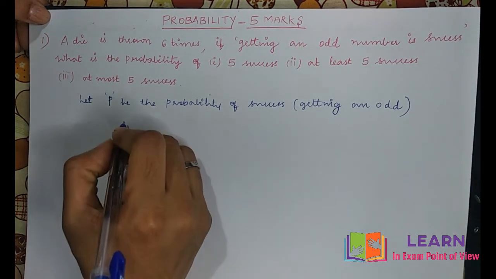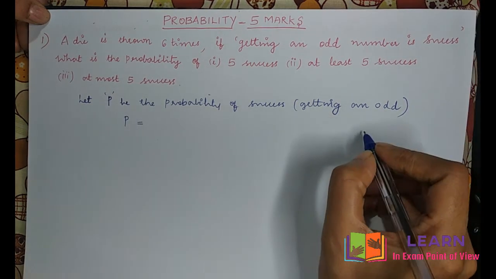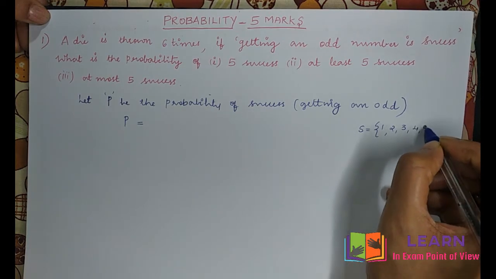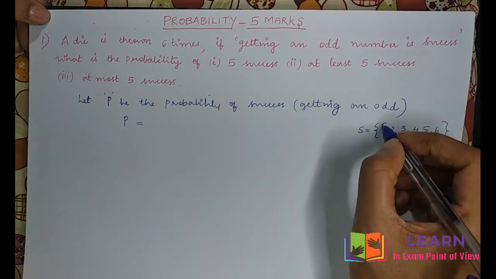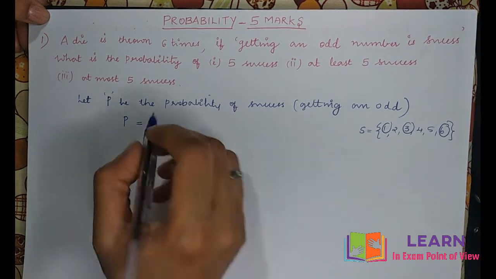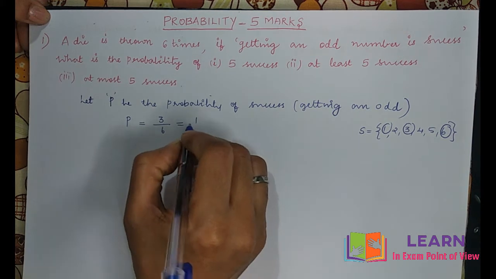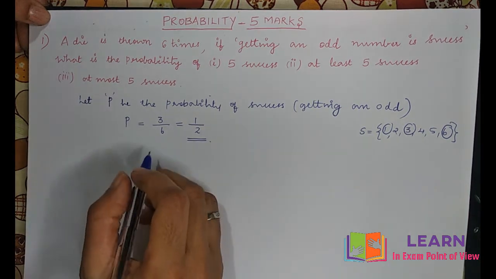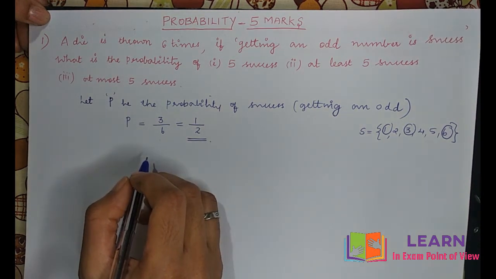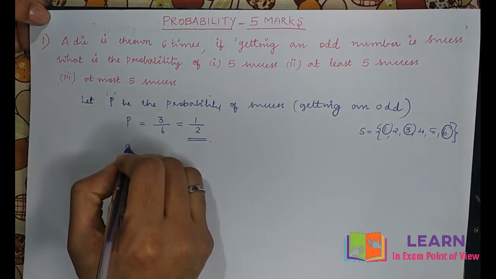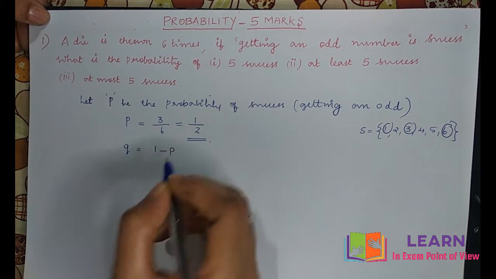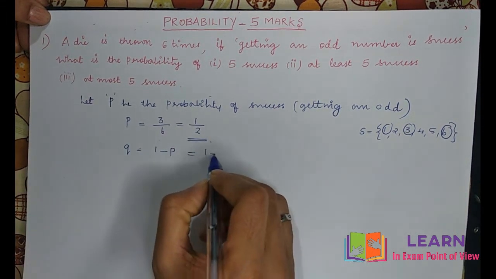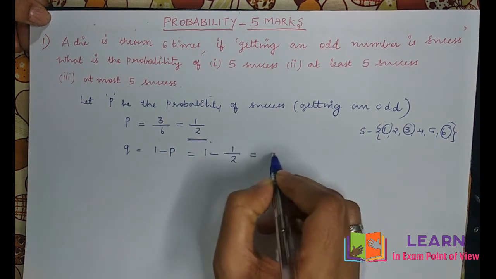So in the sample space of a die, we know there are 1, 2, 3, 4, 5, 6 numbers. In that, getting an odd number is 3 out of 6, that is 1 by 2, the probability of getting an odd number. Now we have to find Q. Q is 1 minus P, the remaining probability. 1 minus P is 1 by 2, that is again half.